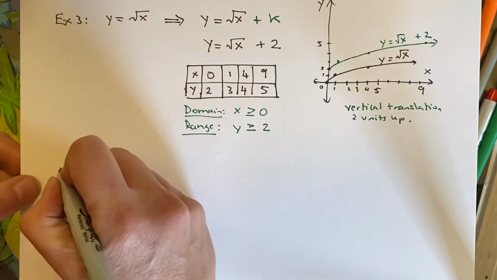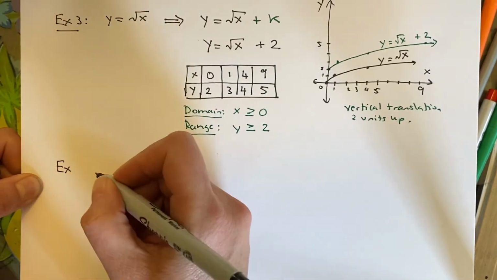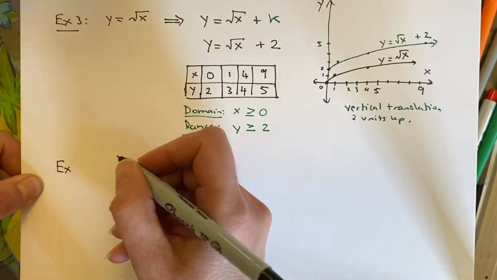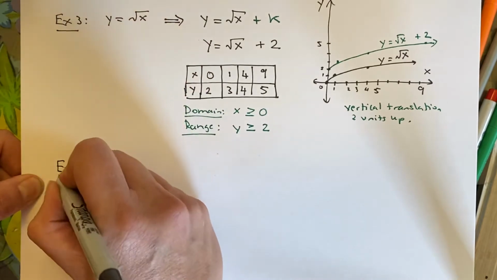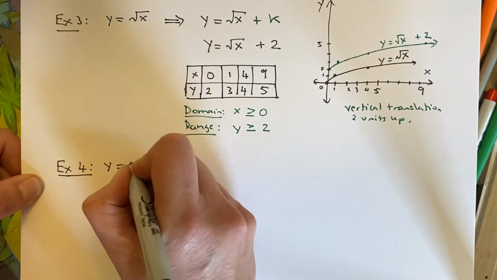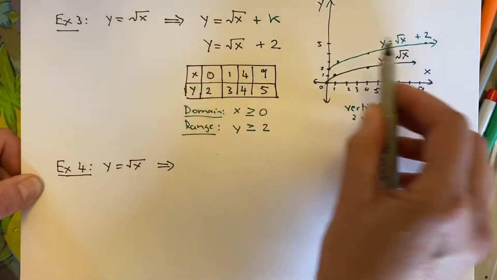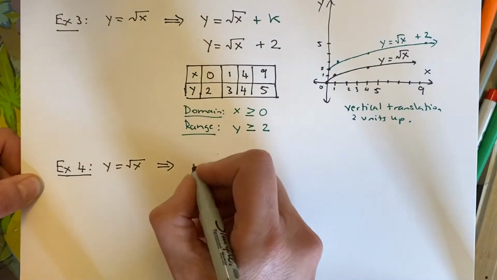What happens if you add it inside? Well, because we're exhausted, we've figured out what makes it shrink, what makes it stretch, what makes it go up and down. The logical conclusion is we're now going to talk about what makes it go side to side. And as you can imagine, that's going to affect the domain and the range. And we'll look at what happens there.